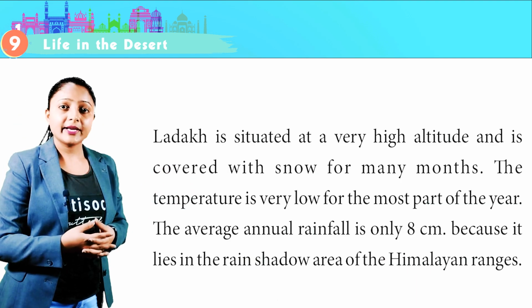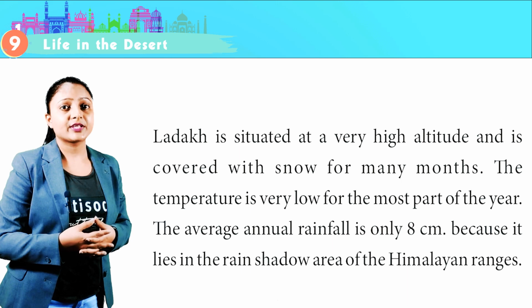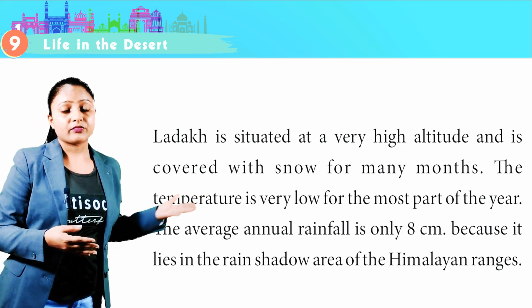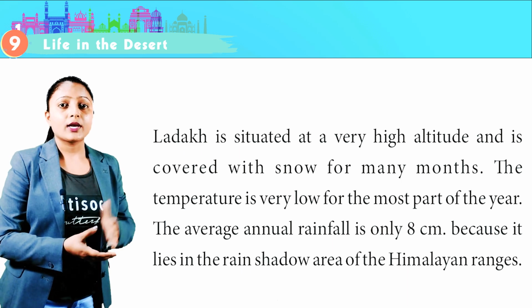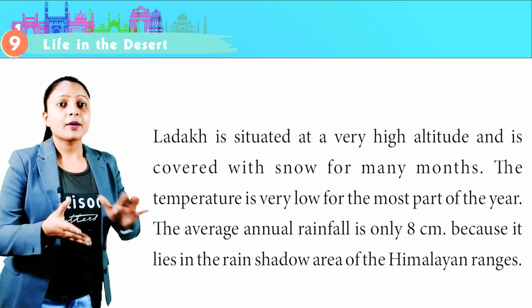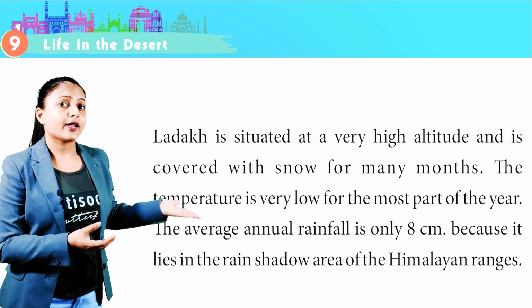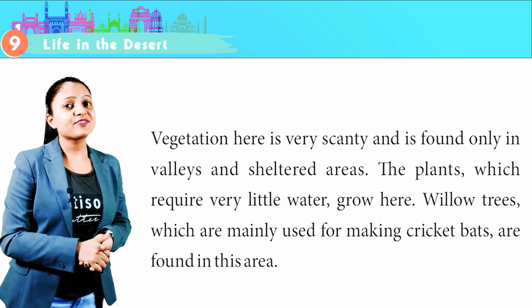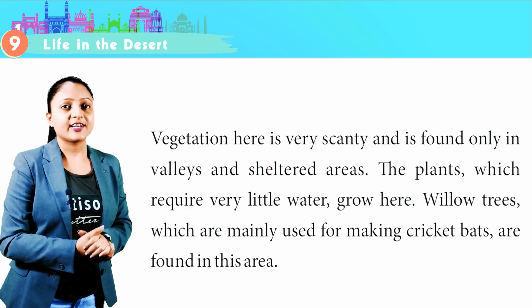Ladakh is situated at a very high altitude and is covered with snow for many months. The temperature is very low for the most part of the year. The average annual rainfall is only 8 cm because it lies in the rain shadow area of the Himalayan ranges. Vegetation here is very scanty and is found only in valleys and sheltered areas.